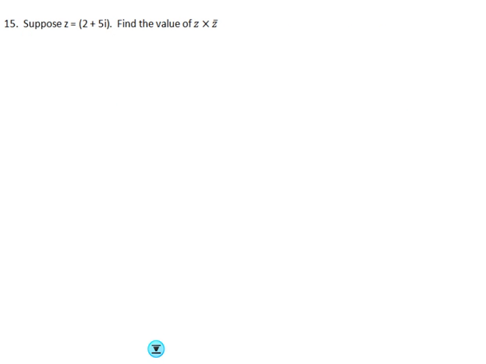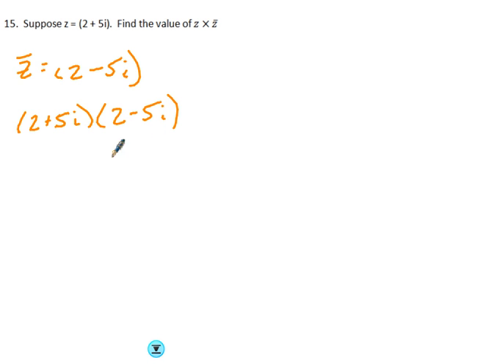Moving on to number 15. If z is 2 plus 5i, we're trying to find z times z bar. You might remember z bar, that comical name, which is the complex conjugate. The first thing we want to do is realize that z bar is 2 minus 5i. So if z is 2 plus 5i and z bar is 2 minus 5i, we can take 2 plus 5i, multiply it with 2 minus 5i, and this is just a FOIL type problem.